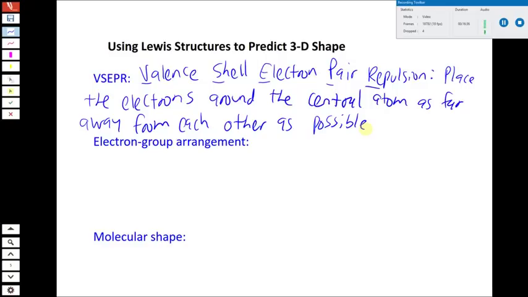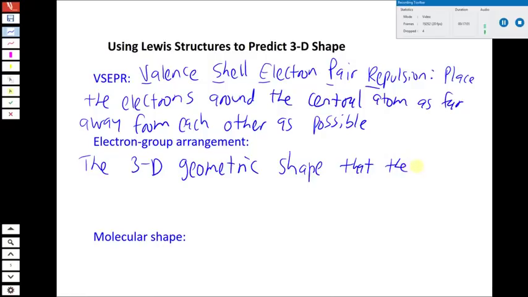So there are a couple of other definitions that go along with this. When we ask you to predict the three-dimensional shape of a molecule, there are two things we might ask you about. One is called the electron group arrangement. This is the three-dimensional geometric shape, and as we'll see, there's really only about 5 of them you have to know for the electron group arrangement. And this accounts for both the bonding and the non-bonding electrons.